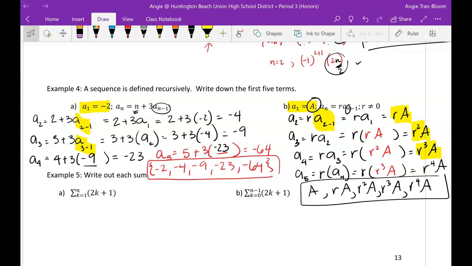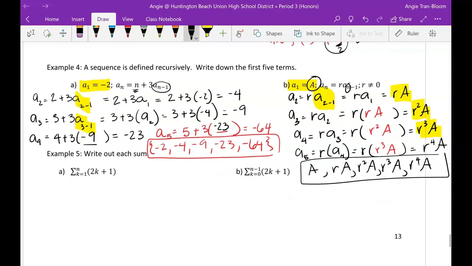Write out each sum. Okay. Are you ready? What does that mean? That means I want you to write out every single term. Well, this is not possible because it starts at 1 and it ends at nth. So it's not like it ends on the 9th term where you just write out 9 terms. But you're gonna write out as much as you can.